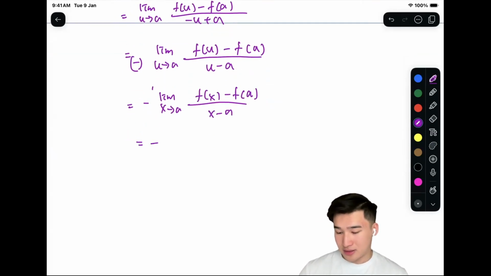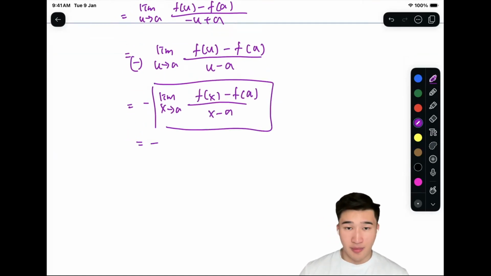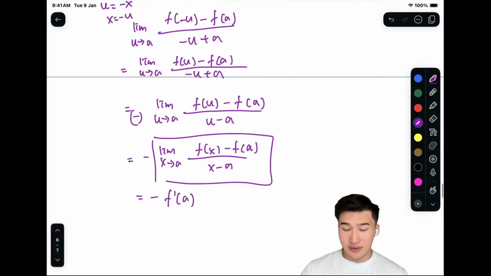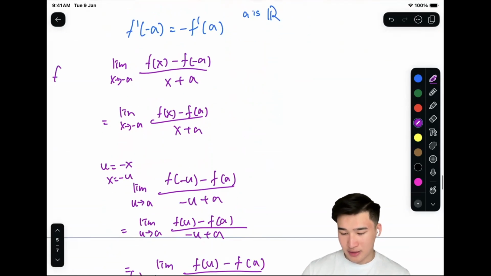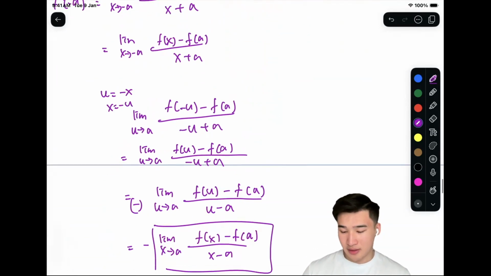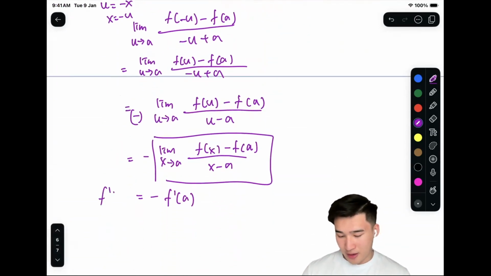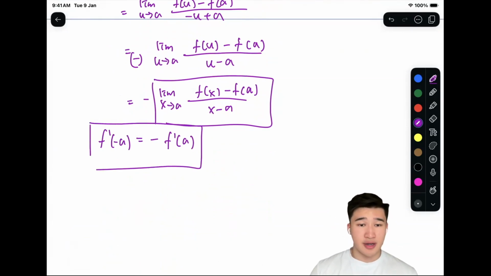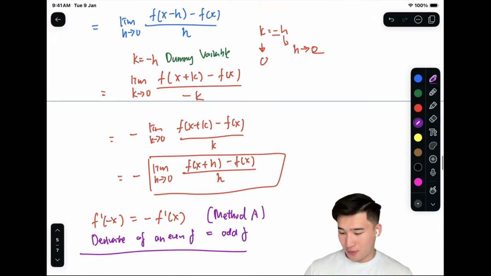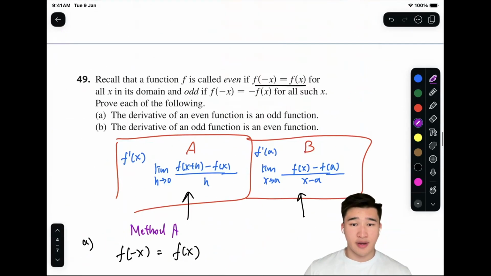So we know that this entire thing is basically f prime a, right? So we're going to have f prime a. And so, given that, starting from here, actually, sorry, I didn't write it. But basically, we have just proved f prime negative a is equal to negative f prime a. So this is again proving that the derivative of an even function is an odd function. Okay, so this is part A, proving with both method A and B.